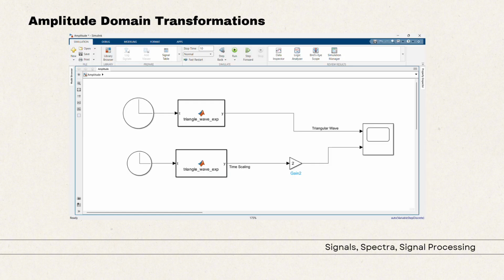This part of the Simulink model demonstrates amplitude scaling. The output of the triangle waveform function is connected to a gain block. By setting the gain value, we multiply the amplitude of the waveform. For example, a gain of 2 doubles the height of the signal, while a value less than 1 would reduce it. This transforms the waveform vertically without changing its timing.